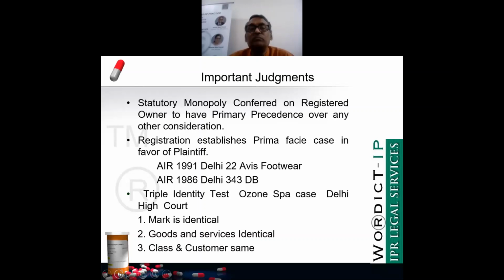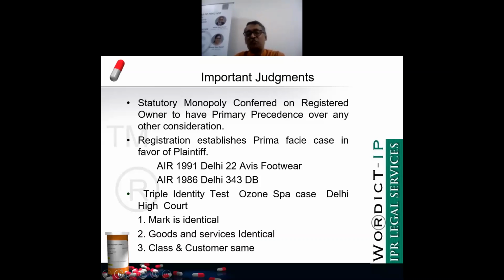Then, the statutory monopoly conferred on the owner is to have primary precedence over other considerations, except under section 28(3), where one of the parties is a prior user; this may not hold good. Then registration establishes a prima facie case in favor of the plaintiff. That is what I was telling you. Once you have a registration, you file it in the court, it is presumed, it is taken by the court that you are the owner. You don't need to again prove your ownership before the court.